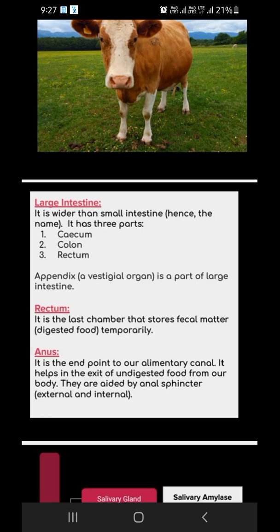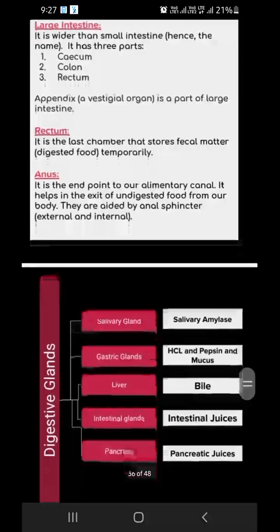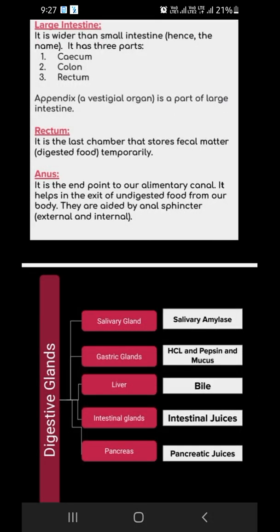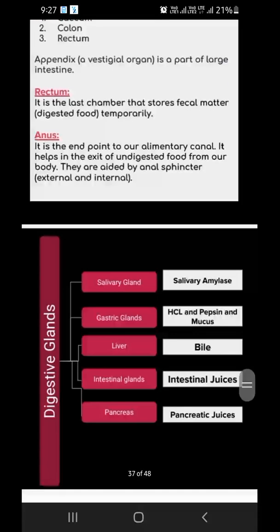Now all the digestive glands come. The salivary gland releases salivary amylase, and gastric glands release HCl, pepsin, and mucus. The liver releases bile juice. Intestinal glands release intestinal juices. The pancreas releases pancreatic juices. I will also tell you in detail.